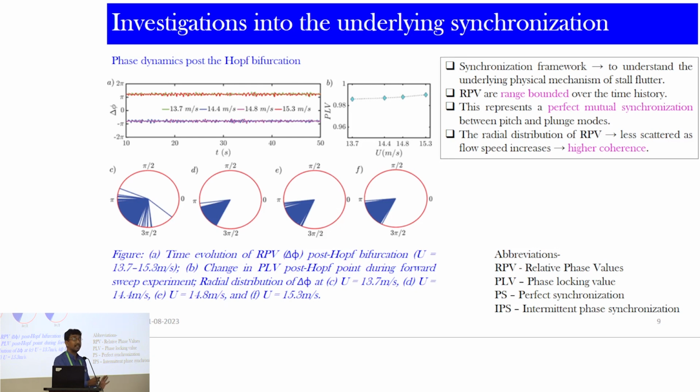What we see in the deterministic sense, in post-Hopf bifurcation dynamics, is a perfect synchronization, which is completely in line with what is in the literature. It is a believable and sensible idea that post-Hopf bifurcation, large amplitude limit cycle oscillations come up and, in turn, they are perfectly synchronized.